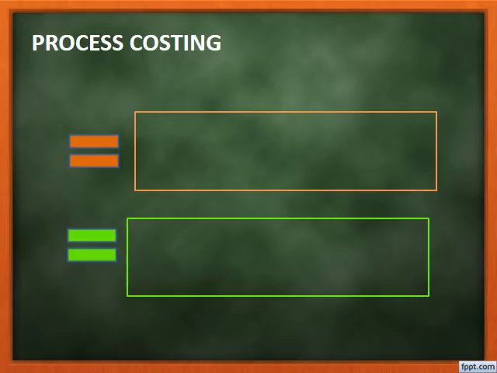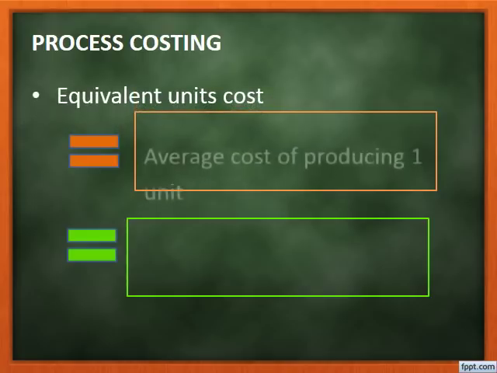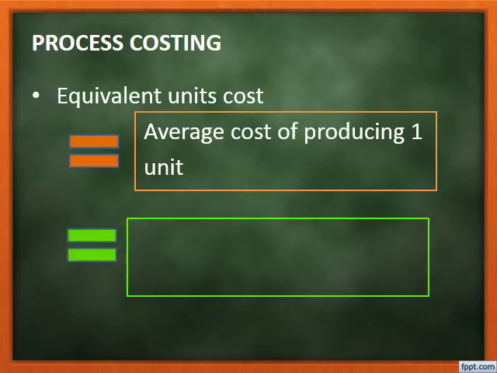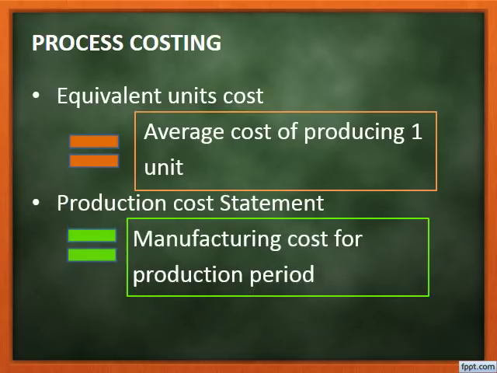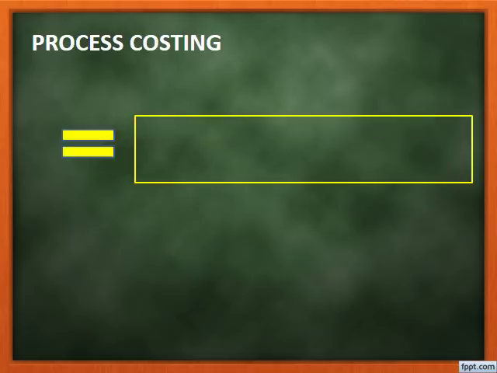The equivalent unit cost is the average cost of producing 1 unit during the period, whilst your production cost statement is a summary of the manufacturing cost for a specific period. The allocation statement reconciles the cost allocated to the units produced during the period with the cost of production during the period.